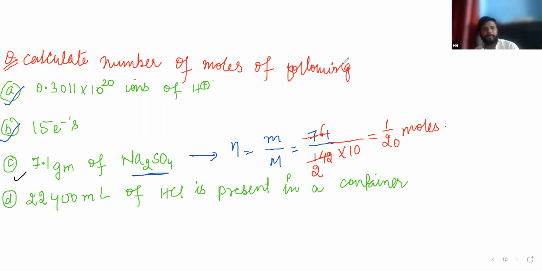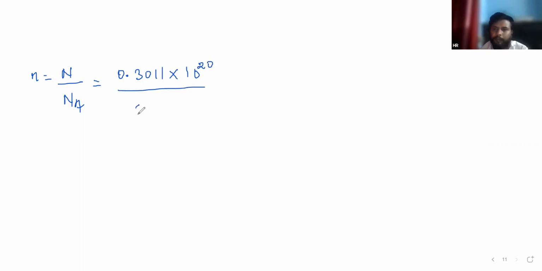Can't calculate A. That's great. Okay, just see. Number of moles is equal to given number of particle upon Avogadro number. 0.3011 into 10 raised to the power... How much was given? 10 raised to the power 20. Just see, 20 divided by Avogadro number, which means 6.022 into 10 raised to the power 23.